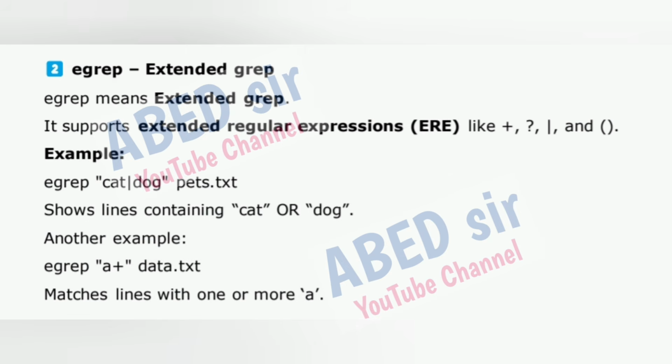2. egrep, extended grep. egrep means extended grep. It supports extended regular expressions, like plus, vertical bar, and so on. Example: egrep 'cat|dog' pets.txt. Shows lines containing cat or dog. Another example: egrep 'a+' data.txt. Matches lines with one or more a.